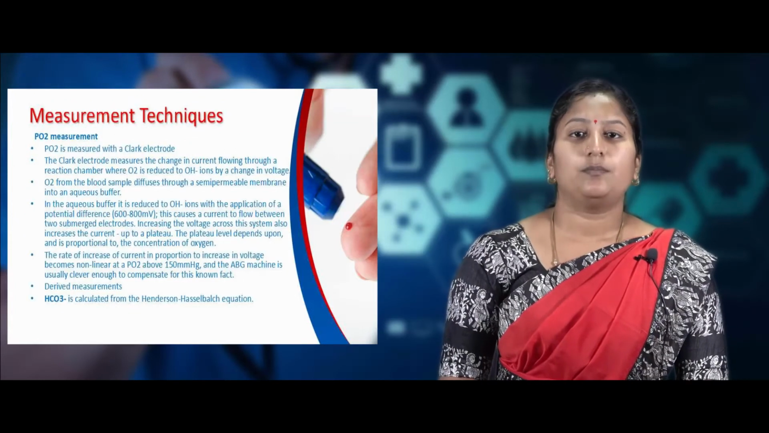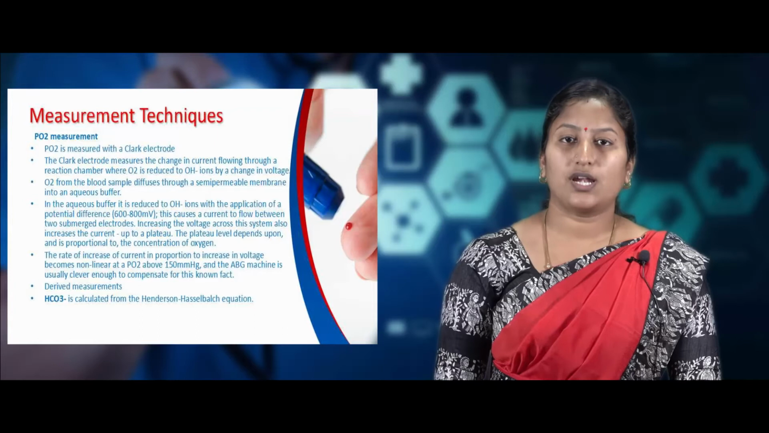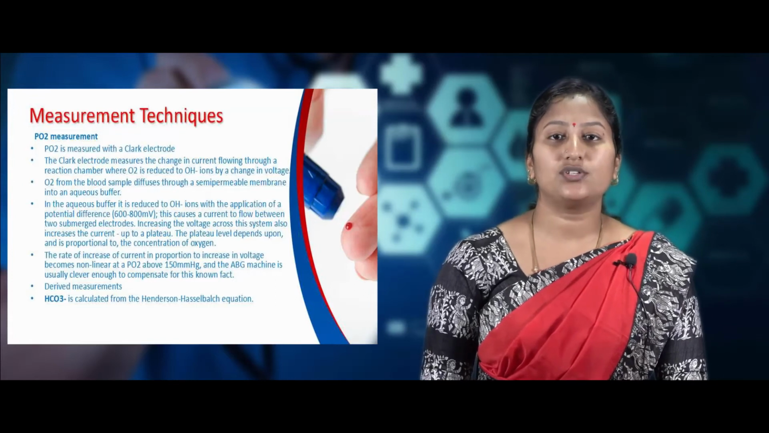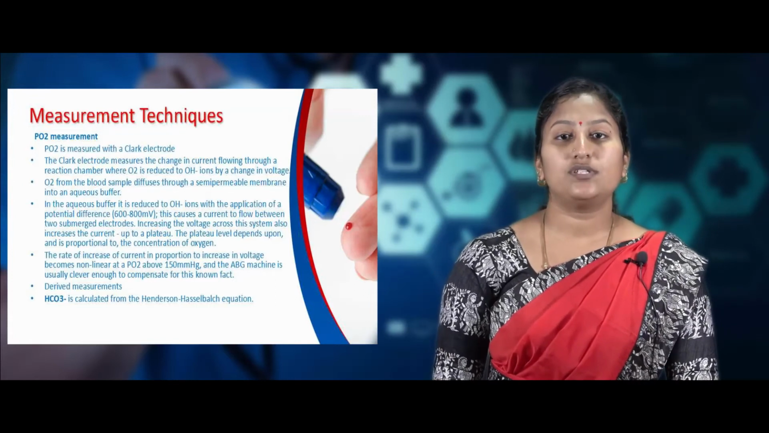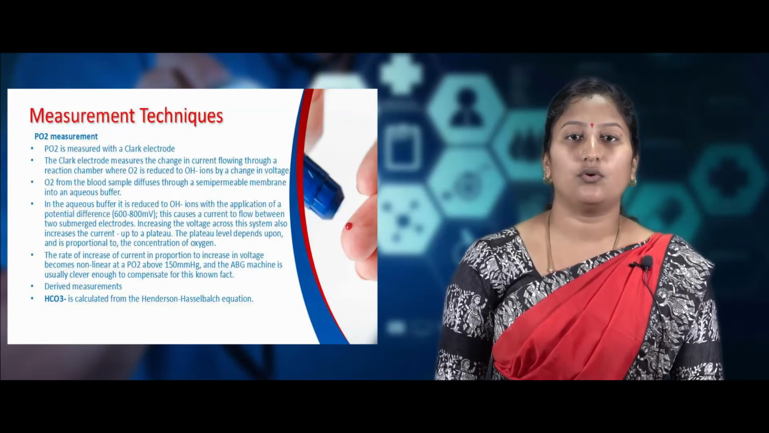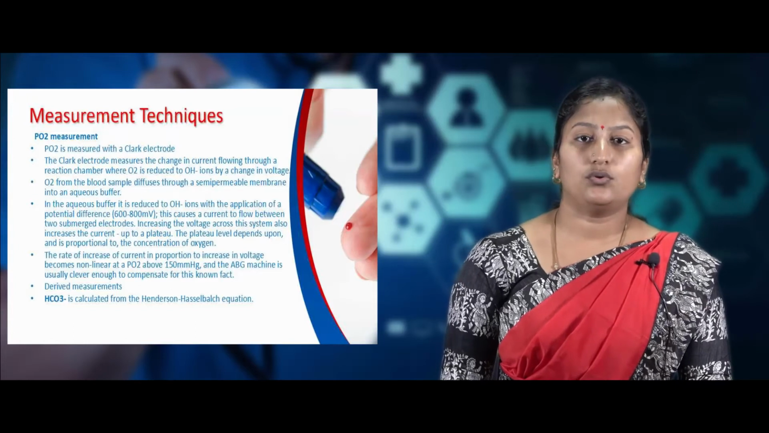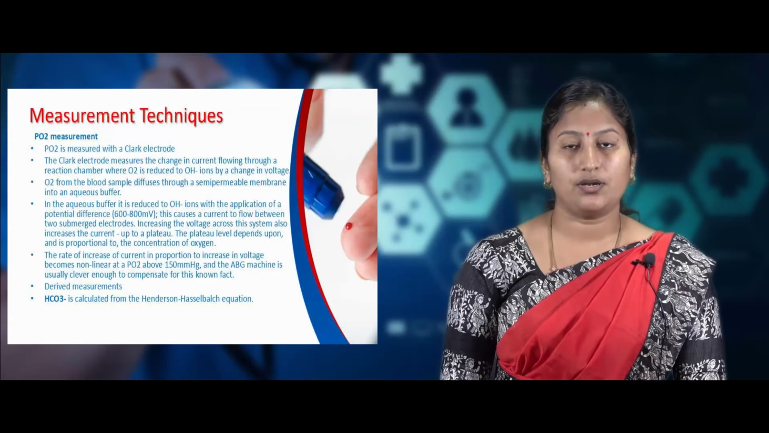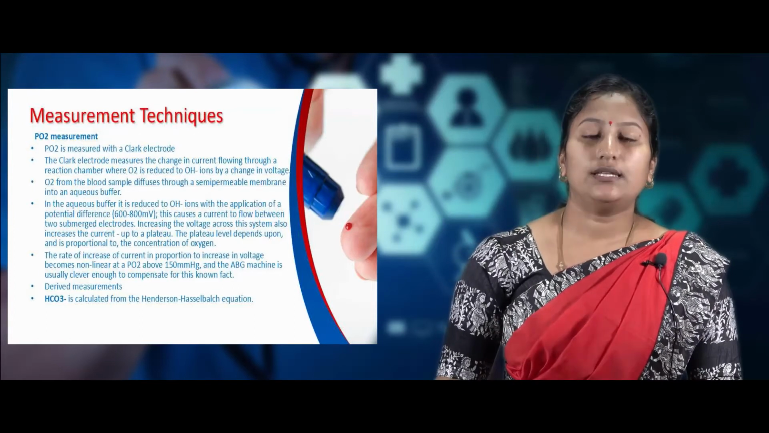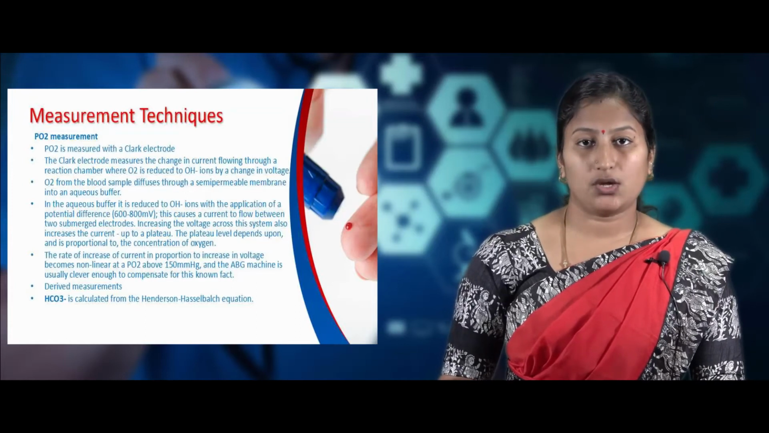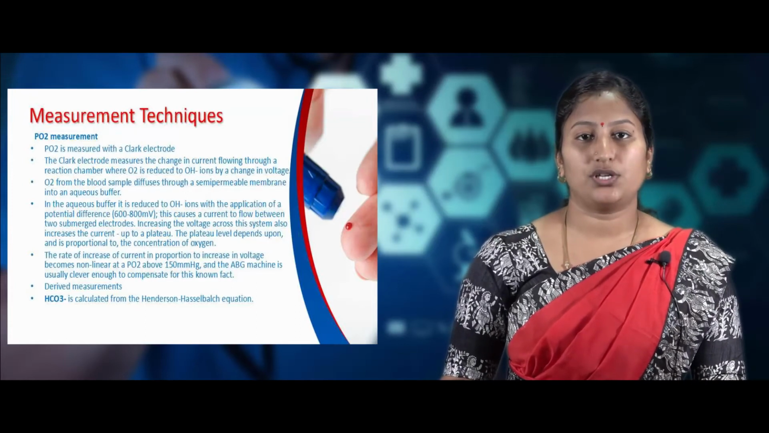PO2 measurement: PO2 is measured with the help of a Clark electrode. The Clark electrode helps to measure the change in current flowing through the reaction chamber where O2 is being reduced to OH- ions by the change in voltage. The O2 from the blood diffuses through a semi-permeable membrane into the aqueous solution. In the aqueous buffer, the O2 is reduced to OH- ions with the help of the difference in potential.